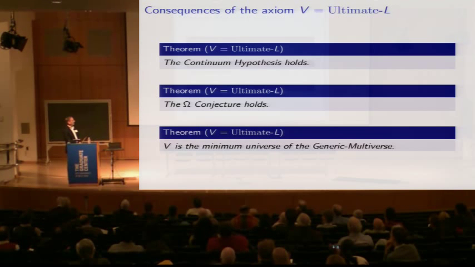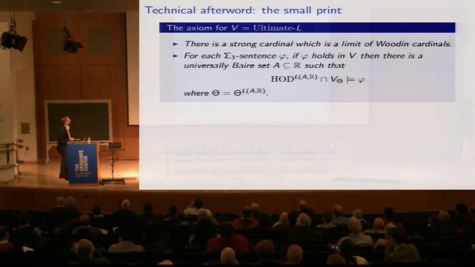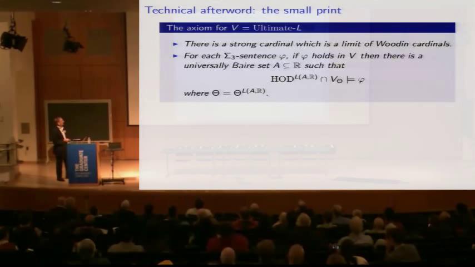I have to end with some specific statements. I'm not going to explain them. I'm just going to try to give you the feel for what this axiom is. Here's a candidate axiom. So this is a small, whoops. Maybe a higher power is trying to warn me. This is the small print. This is the axiom for V is ultimate L.